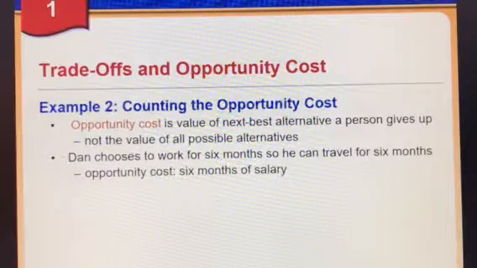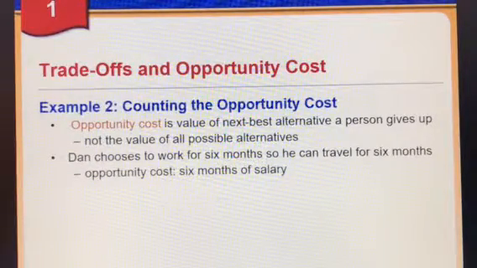Okay, so now we get to opportunity cost. Opportunity cost is an economic term and refers to the value of the next best alternative a person gives up when they make an economic choice.